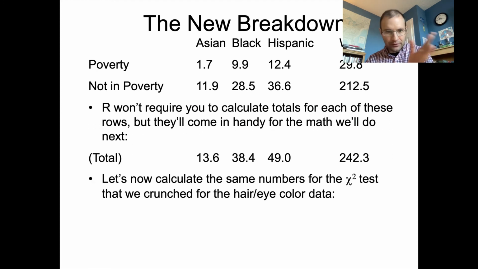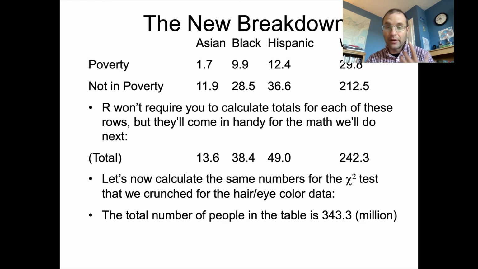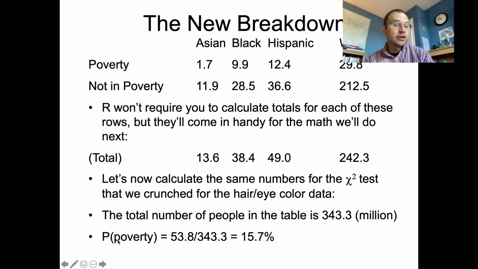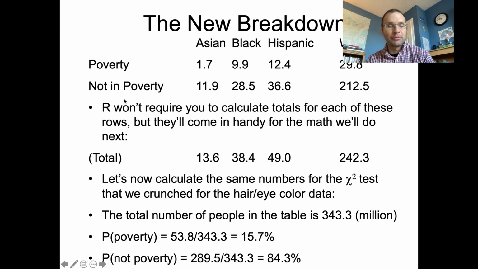So I want to walk through the same sort of analysis, and again, acknowledging that with R you can do this the easy way and just run a couple of commands to get your result. But just so we know where they're coming from, if we calculate the same numbers for the chi-squared statistic that we crunched for the hair eye color data, the total number of people in the table is 343.3 million, and then the proportion or the probability of being in poverty is 53.8 divided by 343.3. So it's a probability of 15.7% or 0.157. And then everybody else is not in poverty.